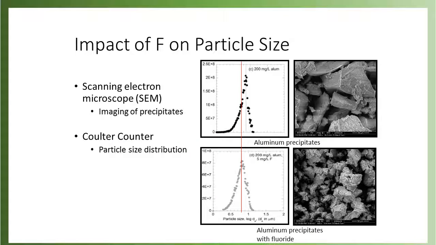Some of the past work we've done, this is what we see here: Coulter counter particle size distributions on the left and SEM images on the right. The top is aluminum precipitates alone, and the bottom is aluminum precipitates in the presence of fluoride. What we can see here is that fluoride is disrupting the precipitation process. We see much smaller particle sizes in the presence of fluoride, both in the Coulter counter results and in these SEM images.